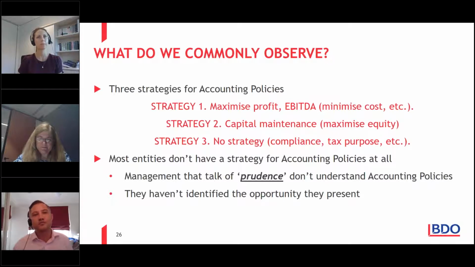Strategy one and two are when you have an organization, and mostly these will be listed entities, that go for strategy one and strategy two, where either you're trying to maximize profit or an EBITDA number, or you're trying to maximize asset value or equity. Those are the two strategies, and those will drive your decisions to select certain accounting policies.